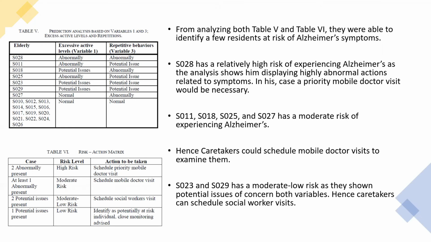S011, S018, S025, and S027 have a moderate risk of experiencing Alzheimer's. Hence, caretakers could schedule mobile doctor visits to examine them. And S023 and S029 have a moderate-low risk, as they showed potential issues of concern in both variables. Hence, caretakers can schedule social workers to visit.